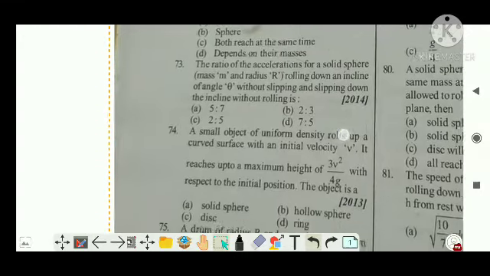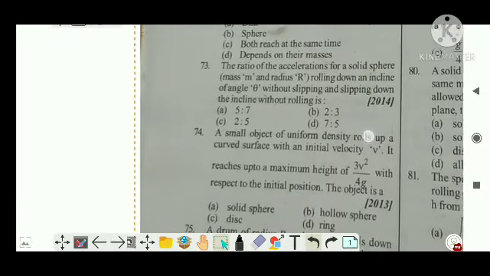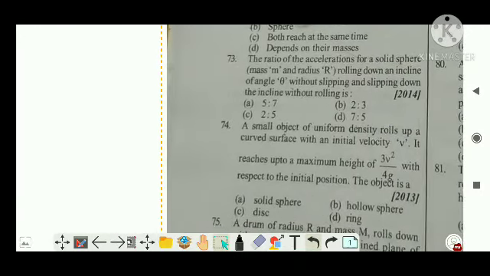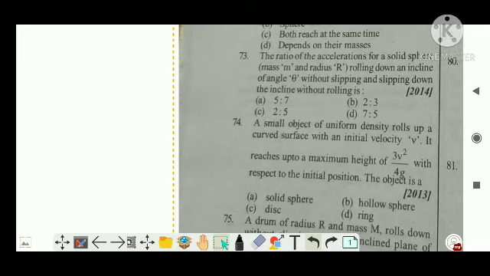73. The ratio of acceleration of a solid sphere rolling down an inclined plane of angle theta without slipping and slipping down the incline without rolling. I hope you understood. You're asked the ratio, right, of the same. That is, a solid sphere is going to roll down, right? Once, and you're asked the ratio in such a way that in the first case it is rolling down without slipping, which formula you know, and the second case is it is slipping.